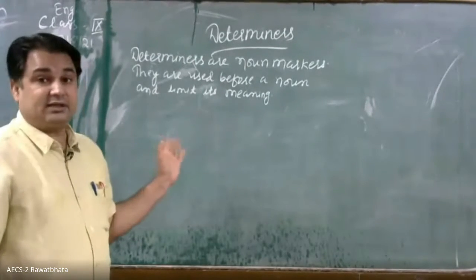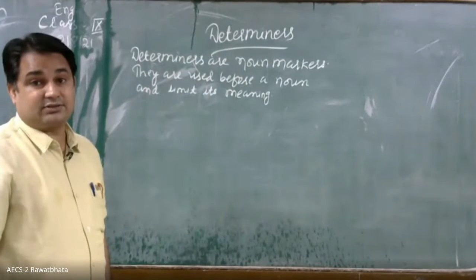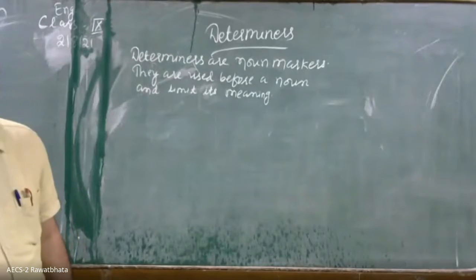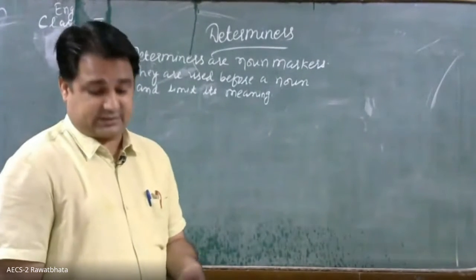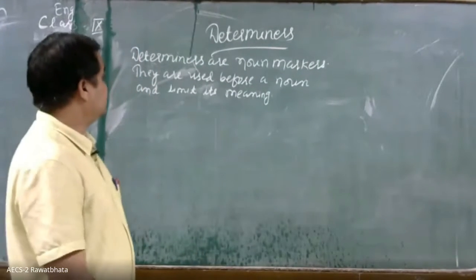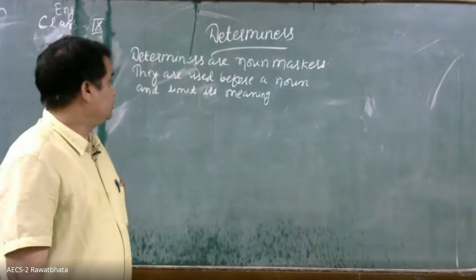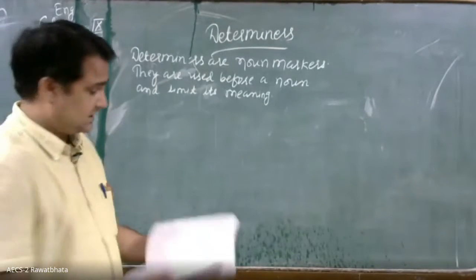In today's class, children, we will discuss the grammar topic determiners. What is the definition of determiners? Determiners are noun markers. They are used before a noun to limit its meaning. Okay, you see the examples.